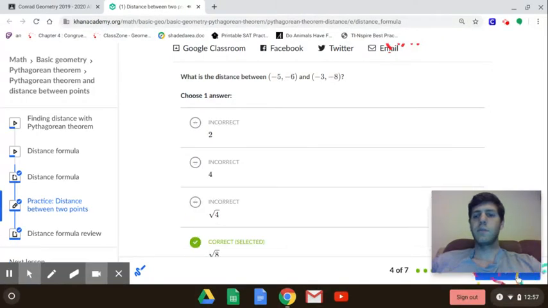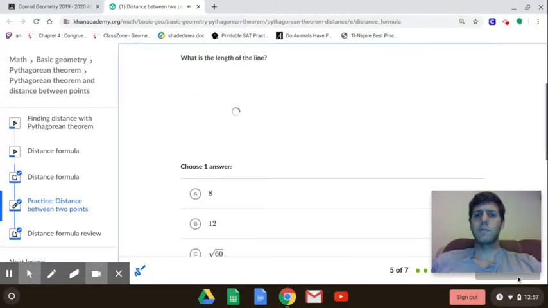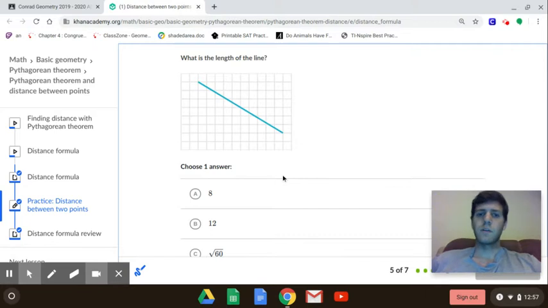Let's see if we get a different type of problem. I think there's only 3 types of problems, though. Yep, I think it's just going to alternate those 3 types of problems. So those are the 3 types of problems that are on this one, so you should be able to complete it.